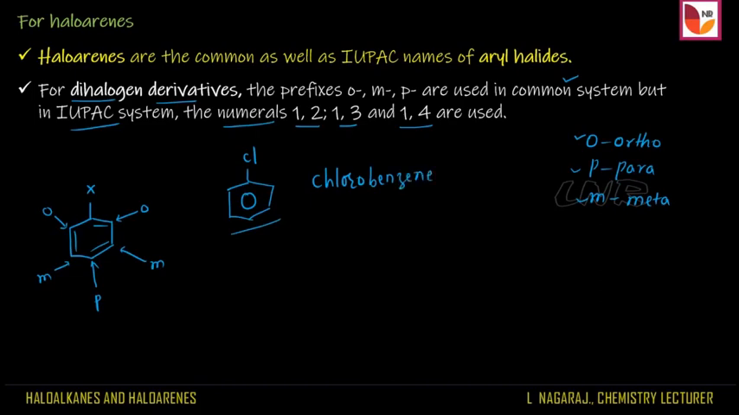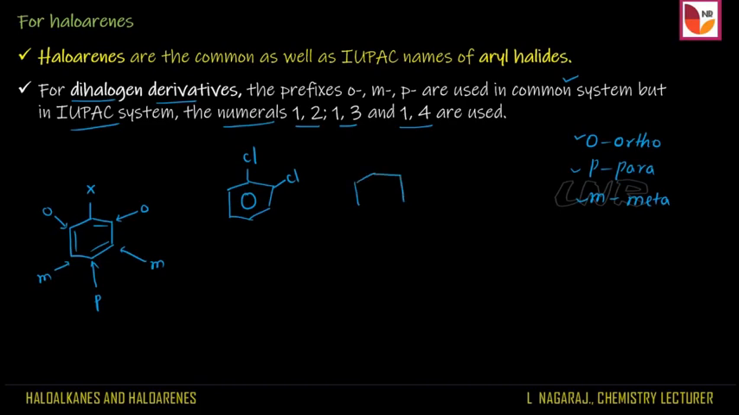And one more example, where Br is attached to the benzene ring. The molecule is represented as bromo, and the name of the aryl group is benzene, so it is bromobenzene. Let us take dihalogen derivatives, that is, two halogen atoms are attached.